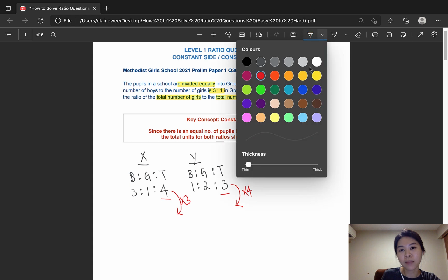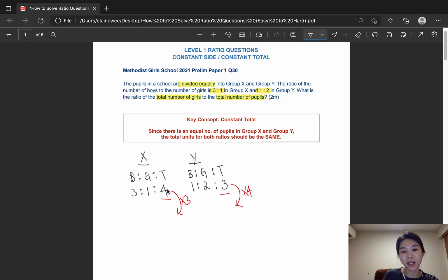Now when we multiply, make sure that we multiply throughout. Okay, so 3 times 3 is 9, 1 times 3 is 3, 4 times 3 is 12. And we multiply by 4 throughout on this side, which would give us 4 to 8 to 12. So now we have successfully made the total units the same. And this makes sense now to the student.